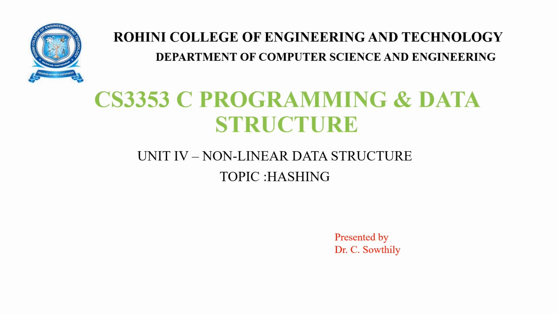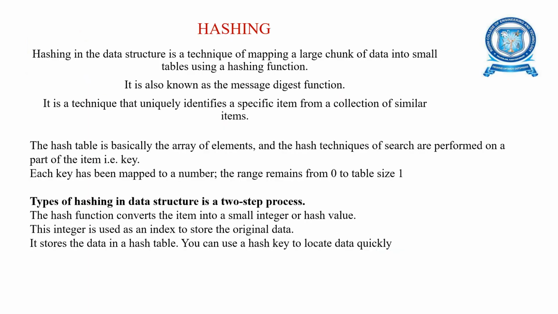So here we will discuss hashing. Hashing is a data structure in which large data is mapped into smaller tables using a hashing function. It is also known as a message digest function. The hash table is basically an array of elements, and it is performed using a part of the item, that is the key. Each key is mapped to a number that ranges from 0 to table size minus 1.